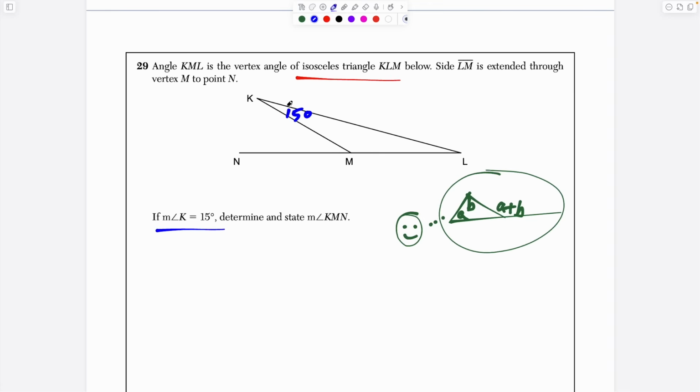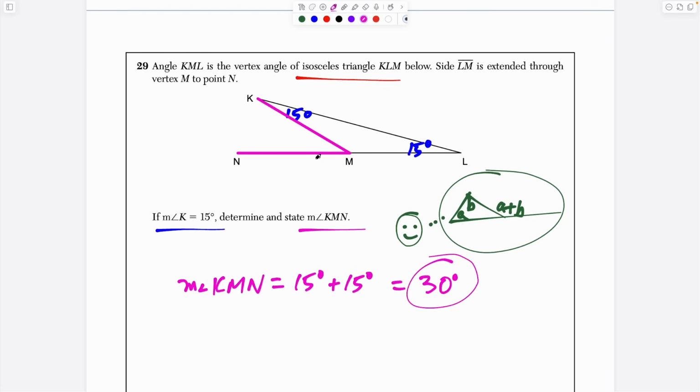So if this angle over here is 15 degrees, then this one over here has to be 15 degrees as well, okay? Because the base angles of an isosceles triangle are equal in measure. So now that we're looking for the measure of the angle on the outside here, the measure of angle KMN, all we have to do is use the exterior angles theorem. We could say the measure of angle KMN is equal to 15 degrees plus 15 degrees equals 30 degrees. Okay, this is the exterior angles theorem.